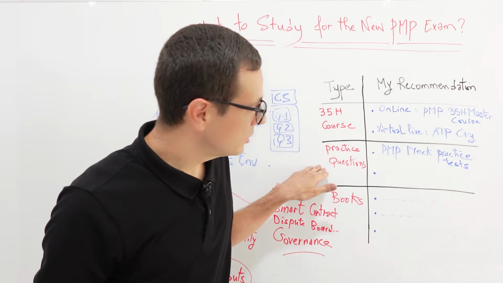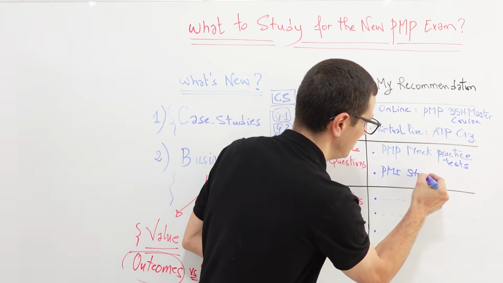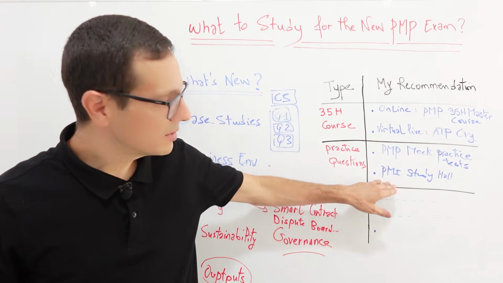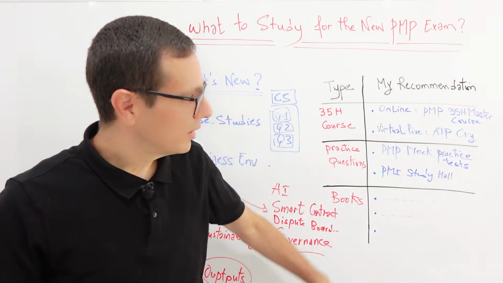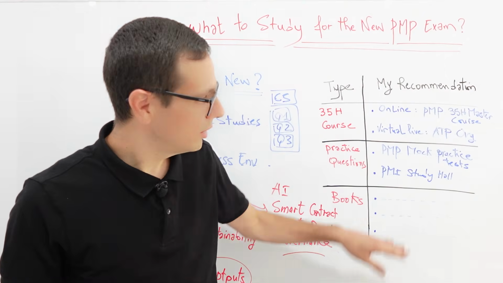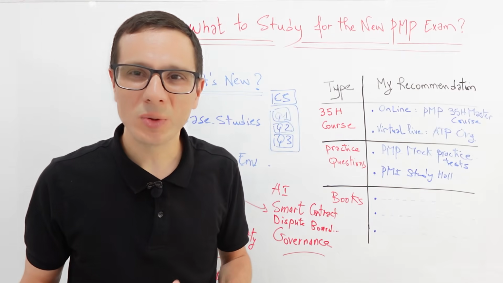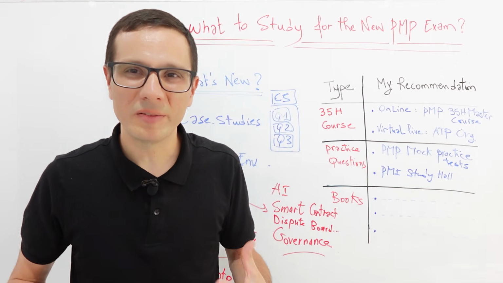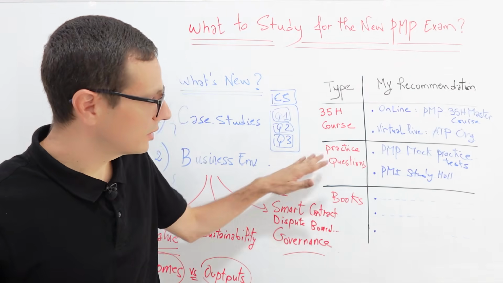The second option is the PMI Study Hall. This is also a good resource that you can use. It classifies questions into easy, moderate, and difficult, and it is also aligned with the new exam content outline. You can use it to assess your readiness, and it's also close to the actual exam in terms of format and in terms of ideas, etc. So that's my recommendations when it comes to practice questions.